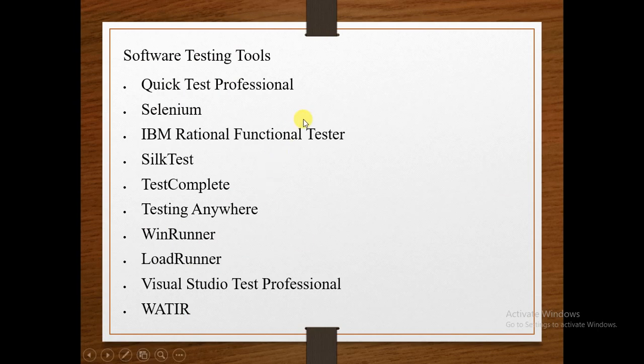There are different tools which are used currently: Quick Test Professional, Selenium, which is again used very widely here, IBM Rational Functional Tester, Silk Test, Test Complete, Testing Anywhere, WinRunner, Load Runner. If you go for any testing course, WinRunner and Load Runner are taught. Visual Studio Test Professional and Watir are again used as software testing tools.